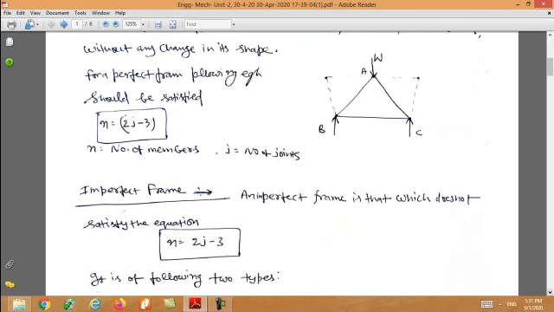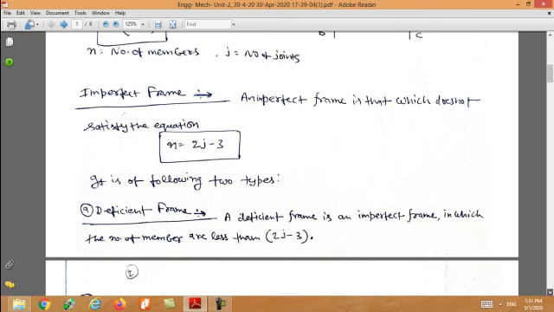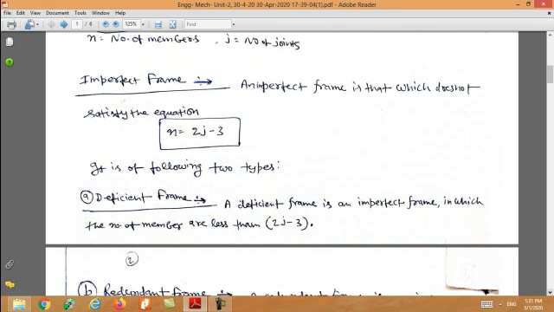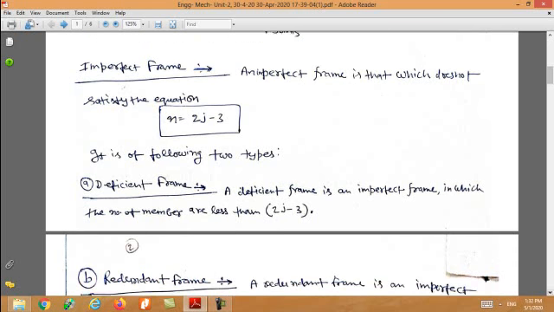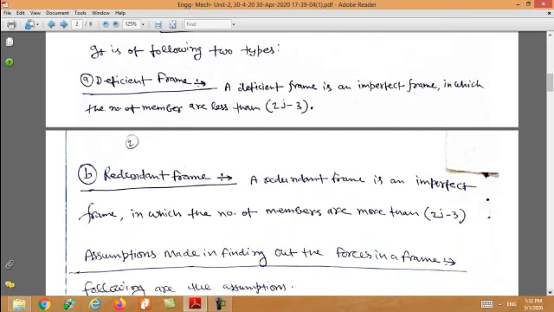Now what is the imperfect frame? An imperfect frame is one which does not satisfy this equation. If this equation is not satisfied, then it is called an imperfect frame, and it is also of two types. First is the deficient frame. A deficient frame is an imperfect frame in which the number of members is less than 2j - 3. And a redundant frame is an imperfect frame in which the number of members is more than 2j - 3.